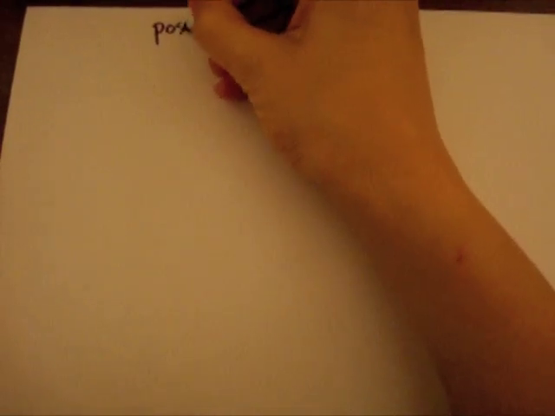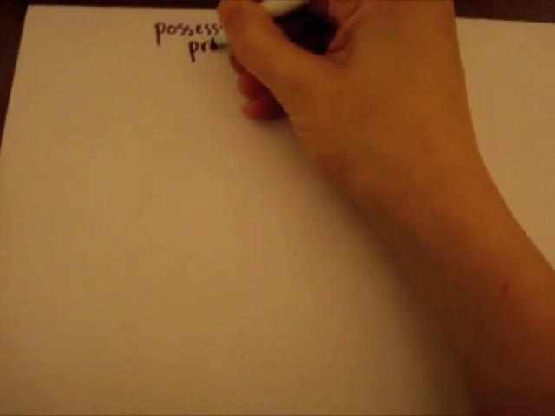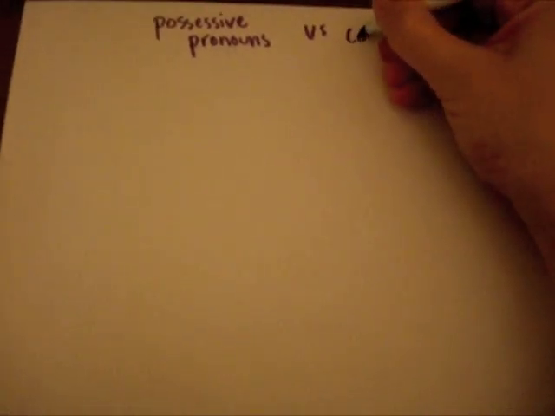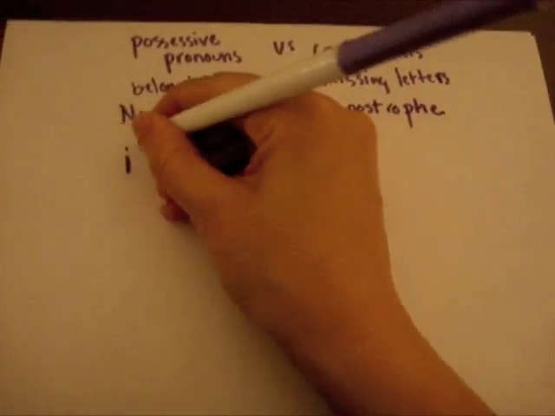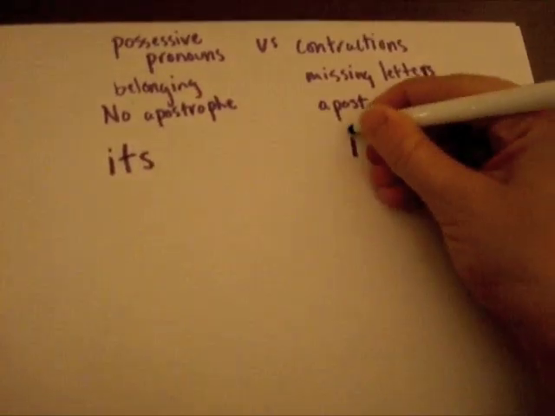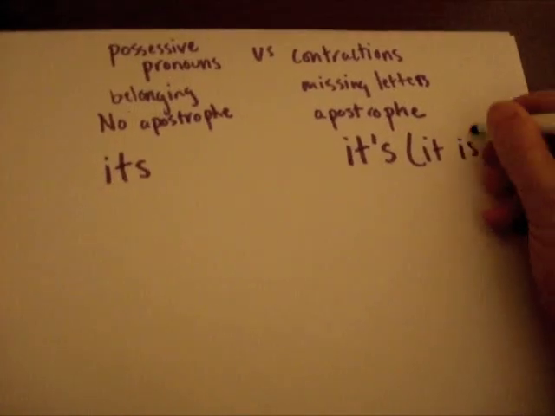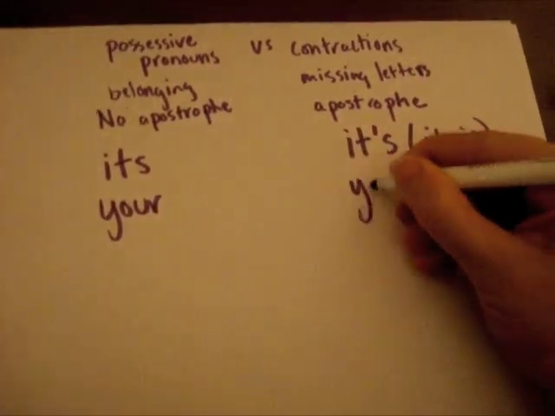This also leads us to the difference between possessive pronouns and contractions, which is one of the things that your test is about. Possessive pronouns are belonging to, and as we remember, they do not have an apostrophe. Contractions, however, are missing letters. They do use an apostrophe. So it's, as in possession, does not have an apostrophe, but it's, as in it is, does.